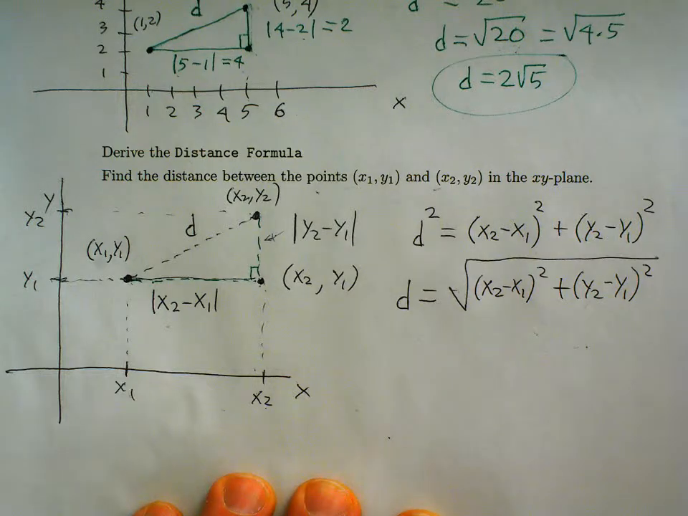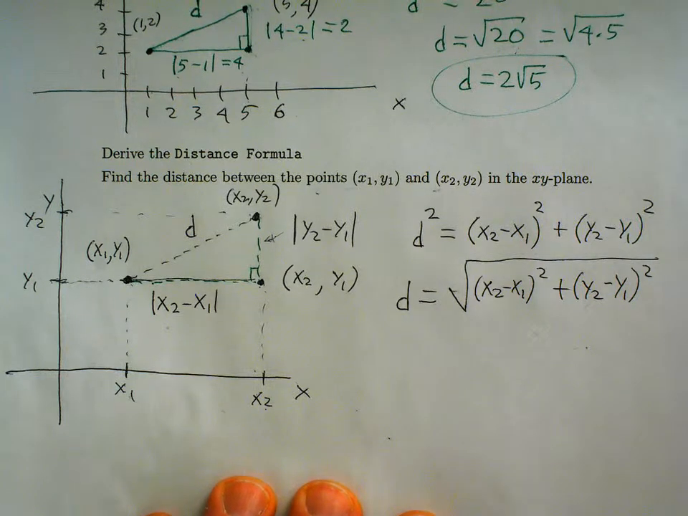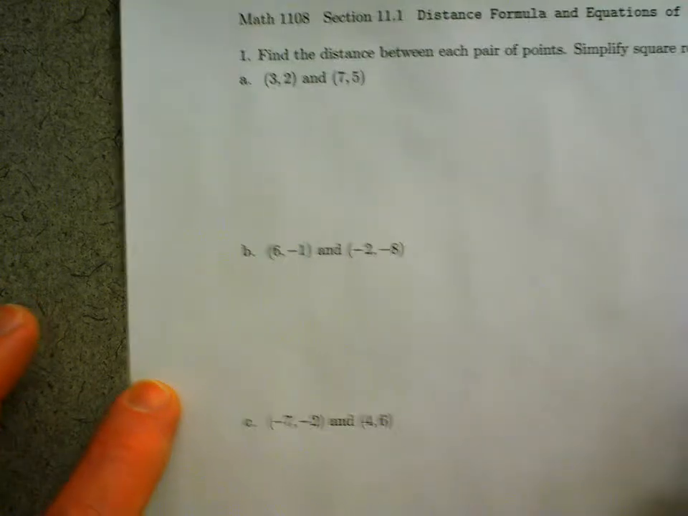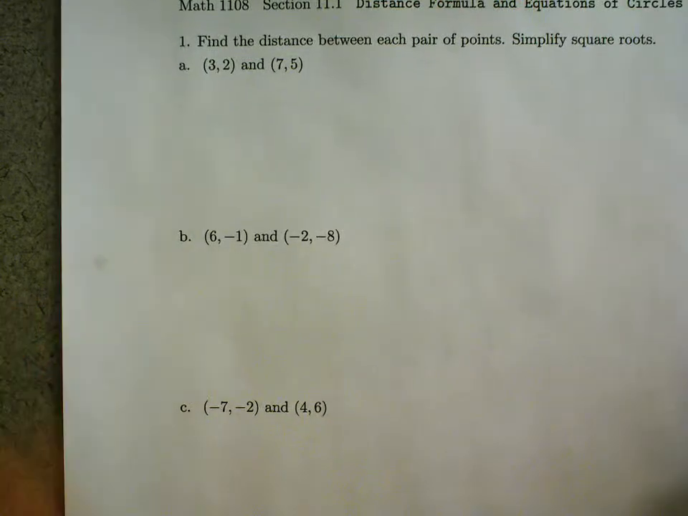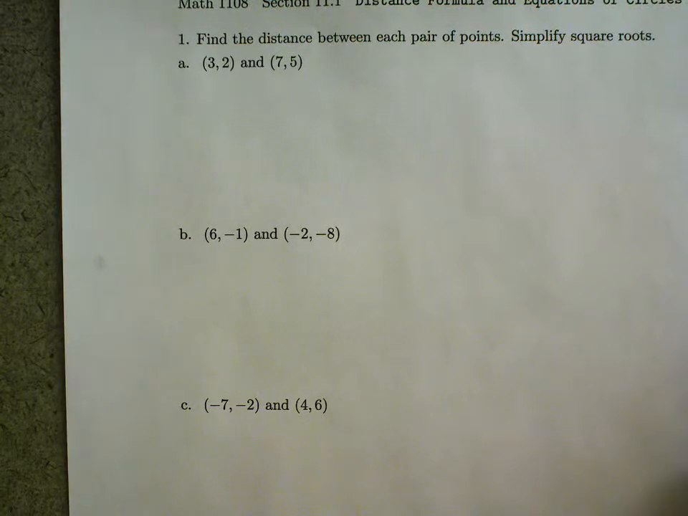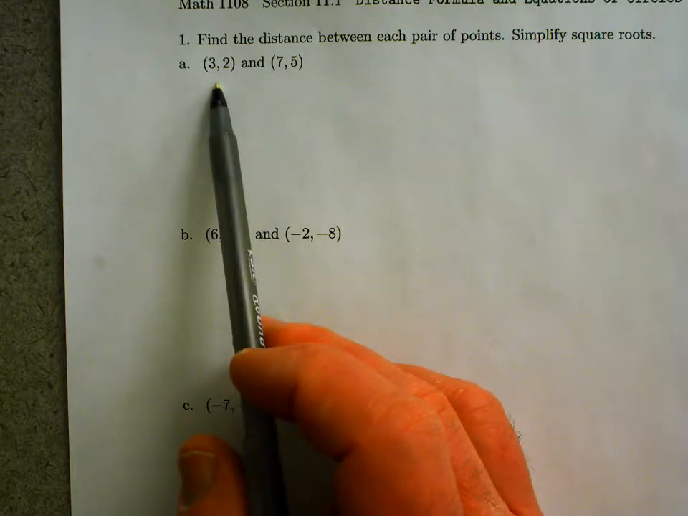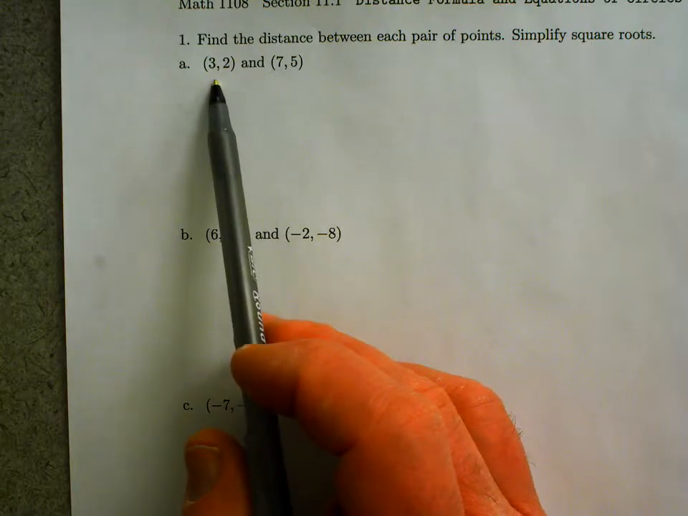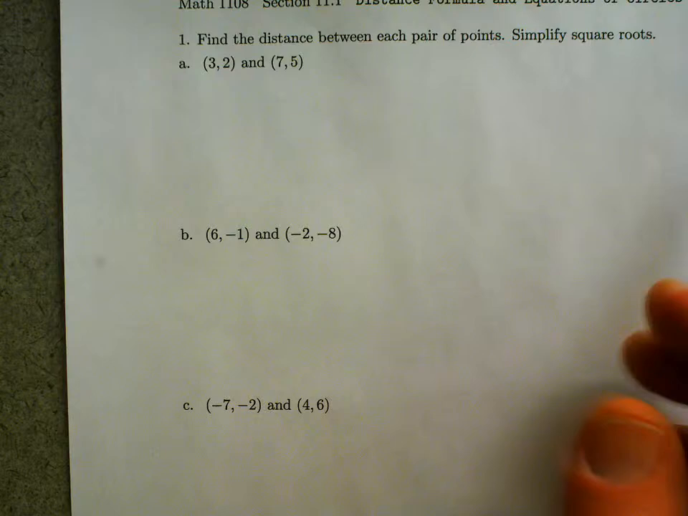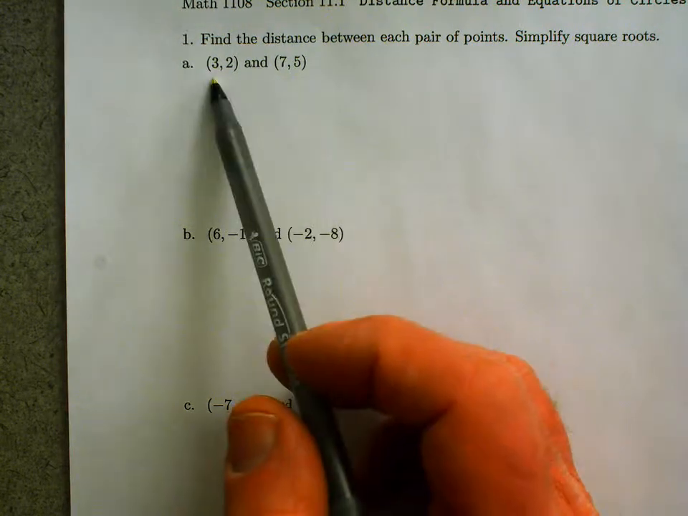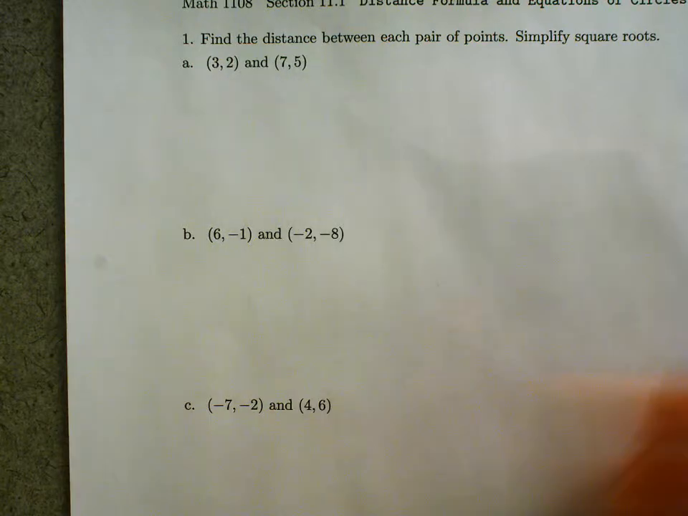Okay, we'll look at a number of examples where we find the distance between 2 points in the xy plane. So here's our first example. Find the distance between each pair of points and simplify the square roots. Find the distance between the points whose ordered pairs are 3, 2 and 7, 5. It doesn't matter which one you label x1, y1 and x2, y2.